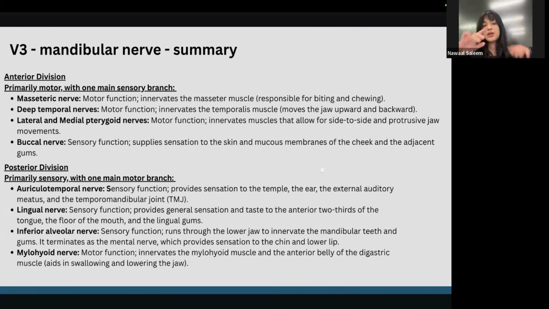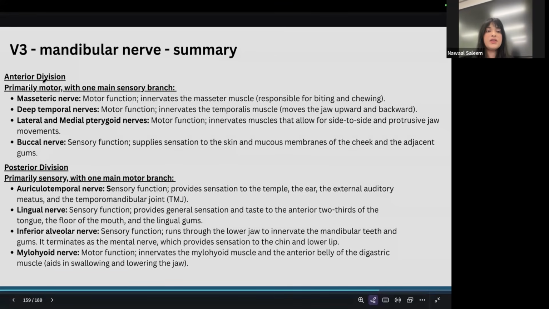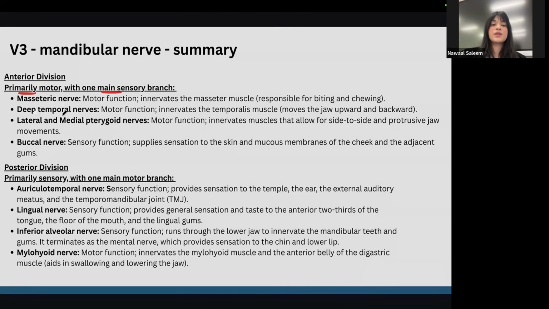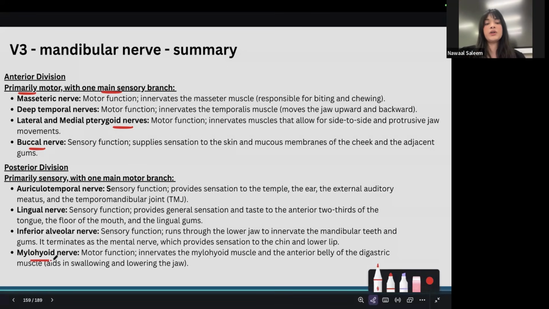Okay, this is a summary. Don't worry, it's just what I said, basically, right? So you have the anterior division, primarily motor with one main sensory branch. So masseteric, deep temporal, lateral and medial pterygoid nerves, they're all motor. Buccal nerve is sensory. Posterior division is primarily sensory, so auriculotemporal, lingual, inferior alveolar, all sensory, and then the nerve to mylohyoid at the end, which gives off to the mylohyoid. Anterior belly of digastric is motor.